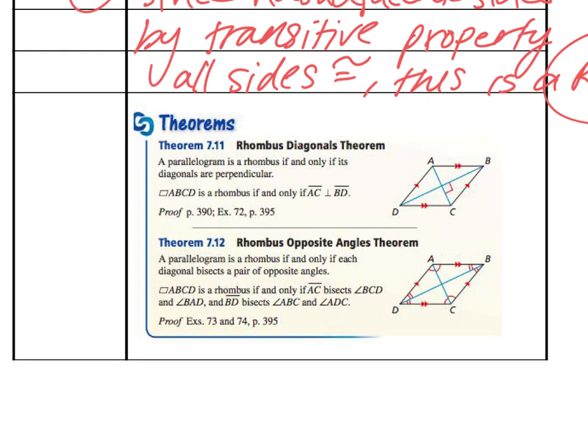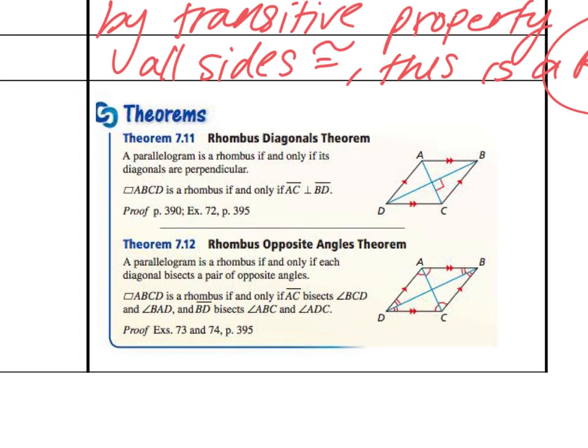Okay, so now a couple theorems for you. The rhombus diagonals theorem says that a parallelogram is a rhombus if and only if the diagonals are perpendicular. So you can see in this diagram here that the diagonals meet at a 90-degree angle. And the rhombus opposite angles theorem states that a parallelogram is a rhombus if and only if each diagonal bisects a pair of opposite angles.